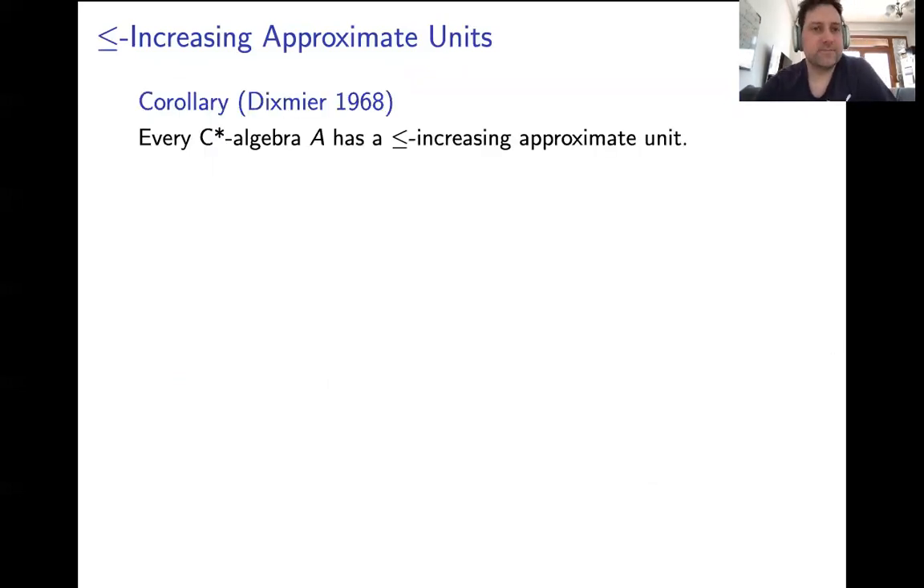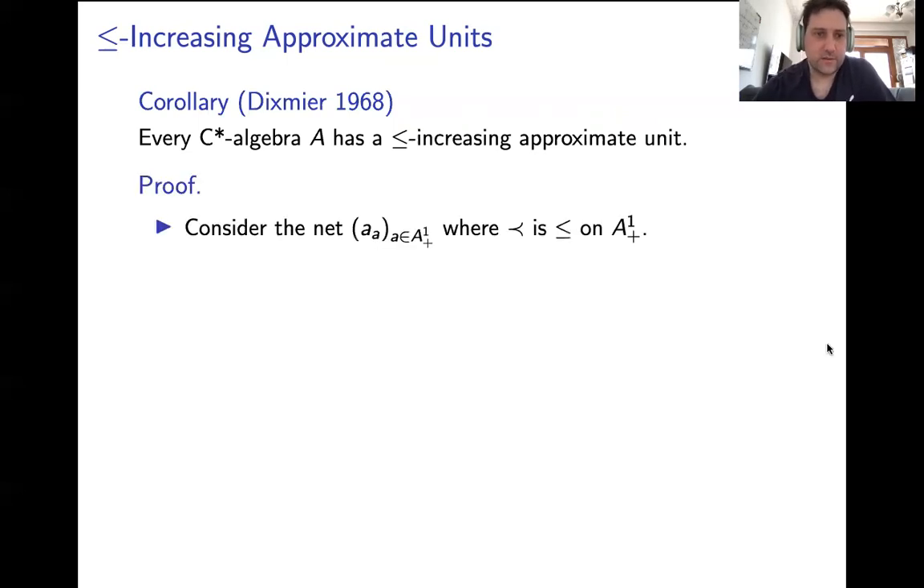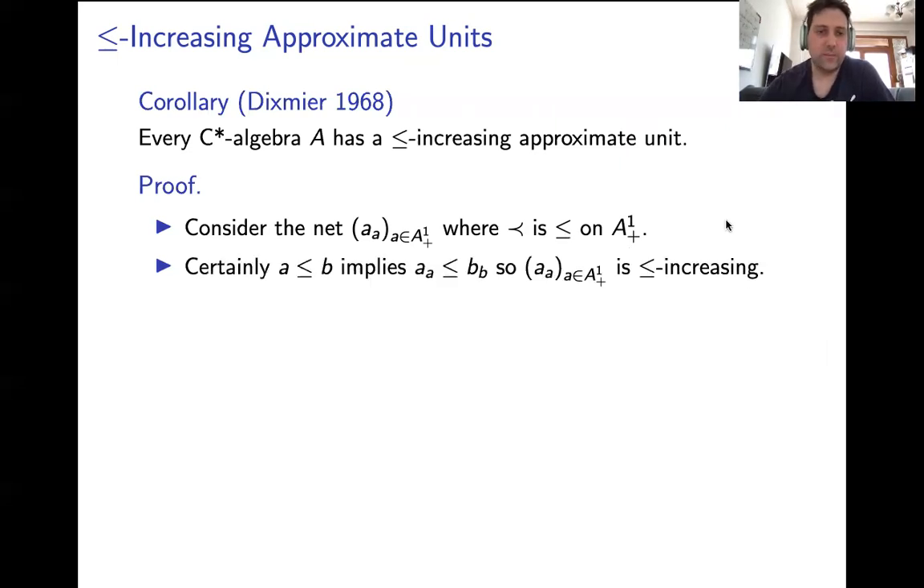So how do we get these increasing approximate units, increasing with respect to the canonical order? Well, now we consider an even simpler net. We know that the open positive unit ball is directed, so we can just consider all those elements indexed by themselves. In this case, the relation defining directedness is just exactly the same as the ordering on the open positive unit ball.